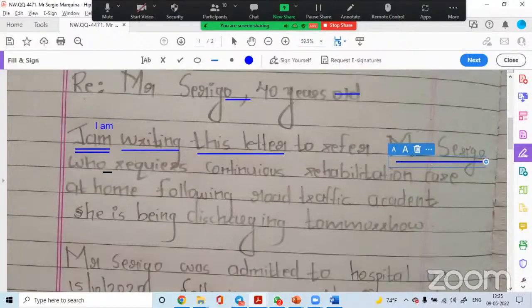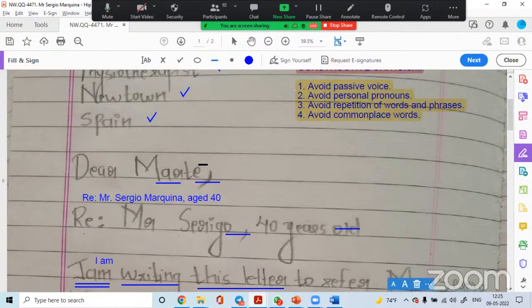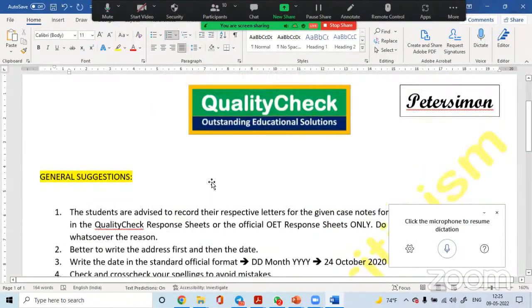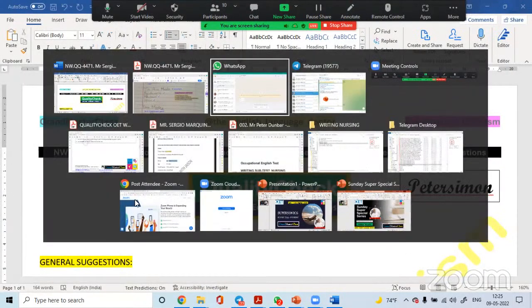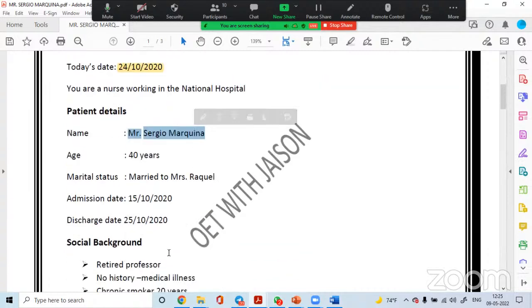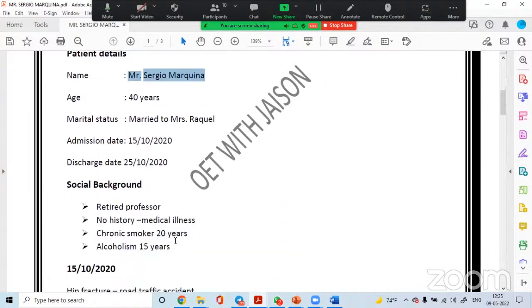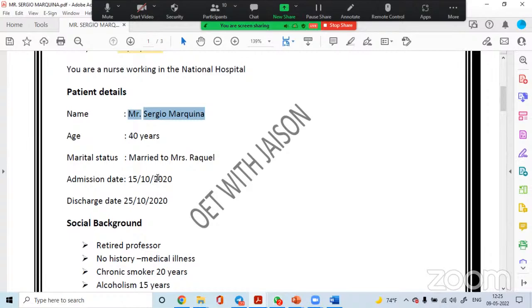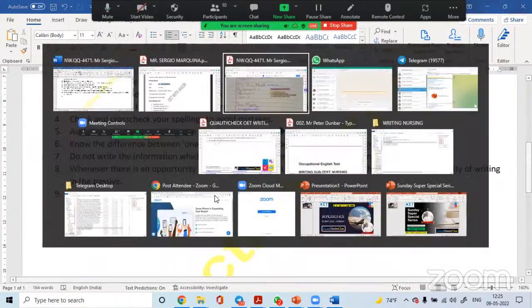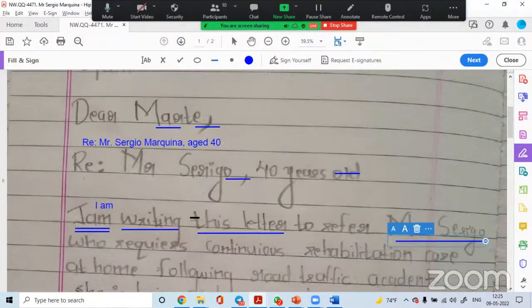Mr. Sergio, who requires. Now, Mr. Sergio, first name. Actually, in the case notes, it's not given properly. So, in the case notes, the actual name is this. Okay, I have corrected the case notes. This is the original name, Mr. Sergio Marquina. Actually, he is from Spain. But what you have used is only the first name. You have to write both the first name and the second name.